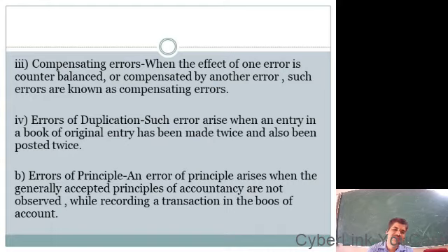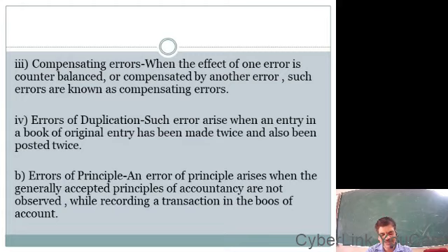Now the fourth one is the error of duplication. In the name itself you are observing that duplication pertaining to the transaction is occurring. Such an error arises when an entry in a book of original entry has been made twice and also been posted twice. That means this error arises when the same transaction is recorded twice in the books of original entry and posted twice in the ledger.